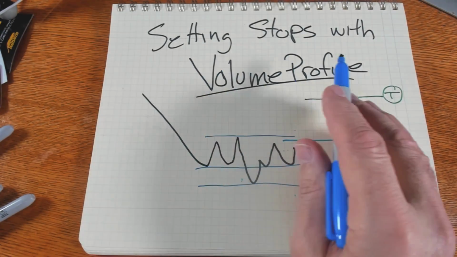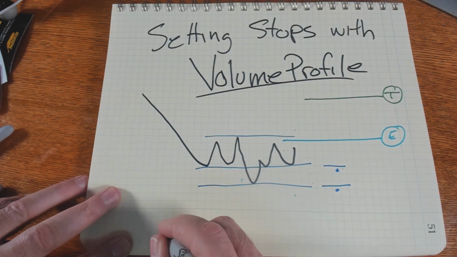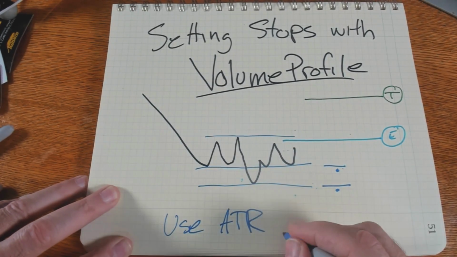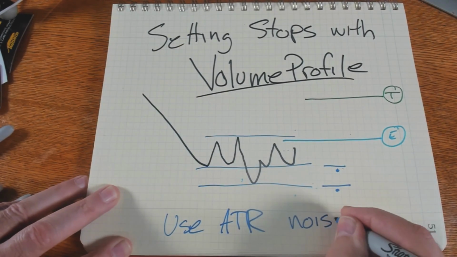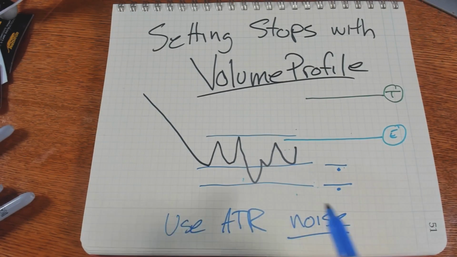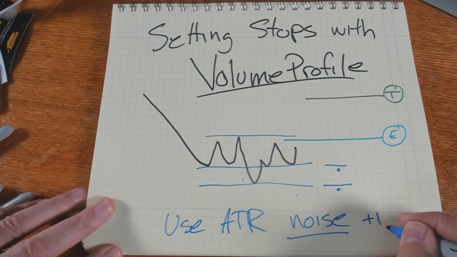Setting stops with volume profile. Using the ATR, and then use the ATR to account for noise. And then set it below plus one or minus one ATR.